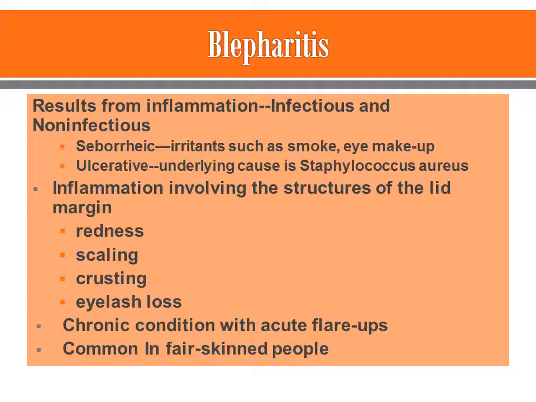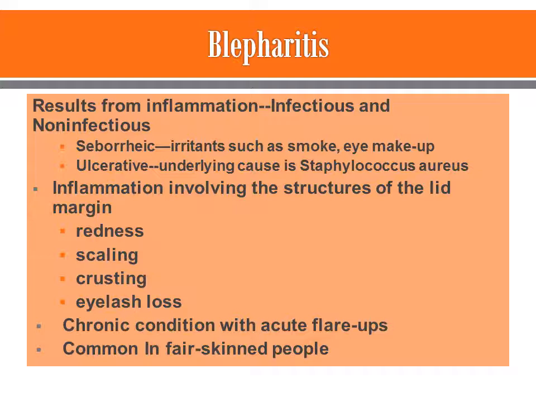This usually results from some type of inflammatory process, whether it's infectious or non-infectious. And so that means that you could see a seborrheic type or an ulcerative type. The seborrheic type is usually related to some type of an irritant, so it could be from smoke or eye makeup, and the ulcerative would maybe be related to Staphylococcus aureus or even Streptococcus. So that is usually the underlying cause of that.